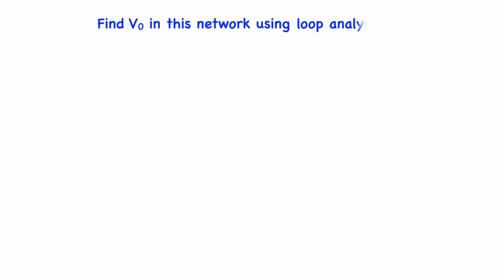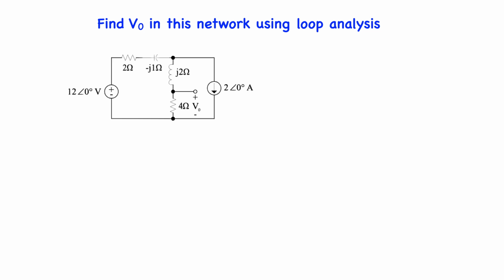Our task for today's problem is to find V0 in this network using loop analysis. Since the network has two loops, or two meshes, we will need two equations to determine the currents. Note that since I2 goes directly through the current source, I2 must equal 2 at 0 degrees amps. Therefore, one of our two equations is already solved, and that is I2 is equal to 2 at 0 degrees.